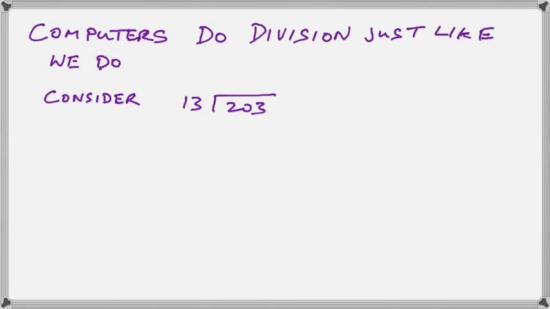In this video we're going to show you how computers do division. Some knowledge of computer operations is assumed, but you should find it pretty easy to understand the content. Here we are considering the business of dividing 203 by 13. Most people have learnt this already when they were children in school.